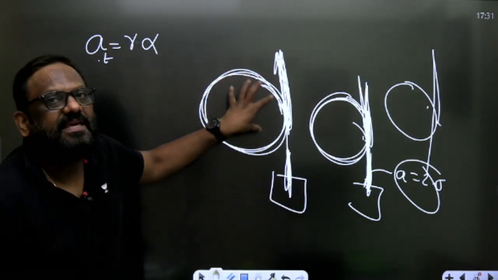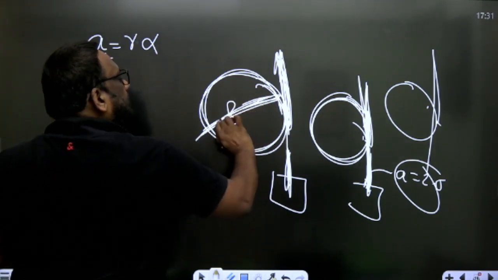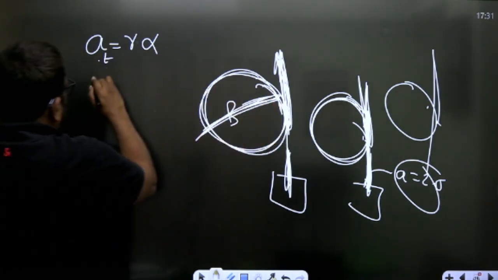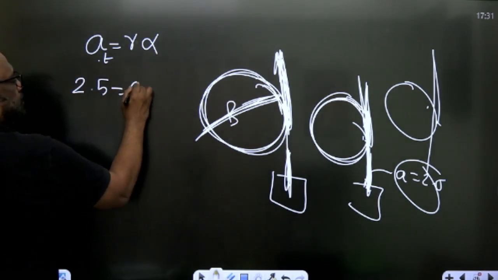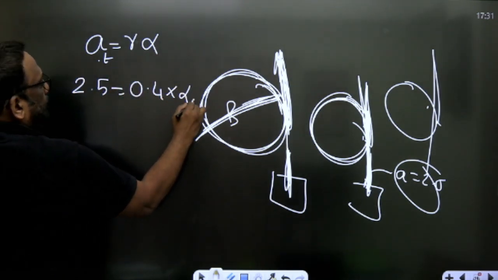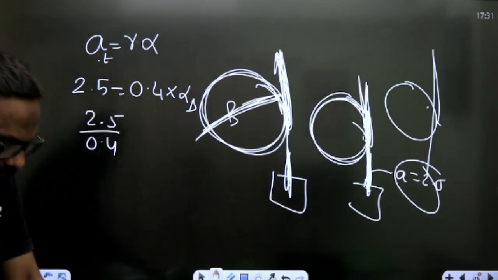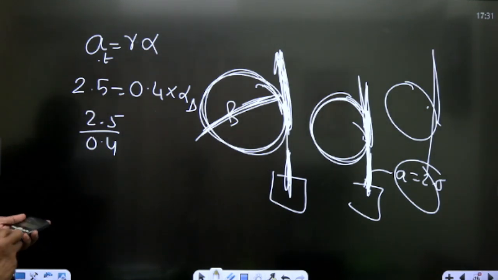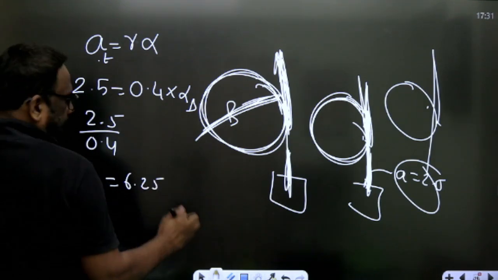Which system is this, sir? This is B system, and the diameter is 800 mm, so the radius is 400. So look, AT is 2.5, the radius is 0.4, and this is alpha of B. So how much is coming, sir? 2.5 by 0.4. I think you are getting alpha B as 6.25.